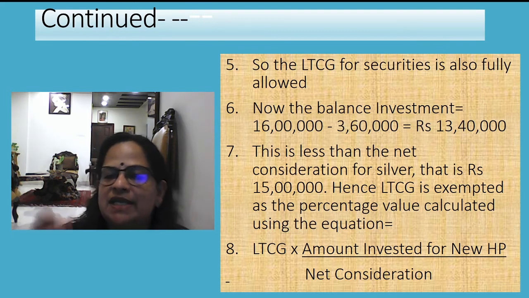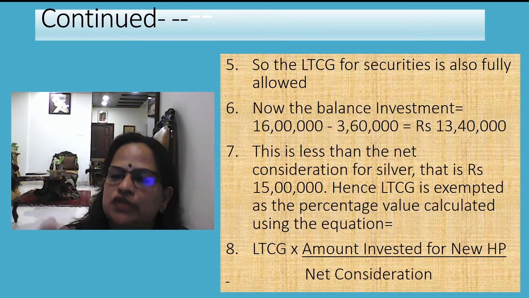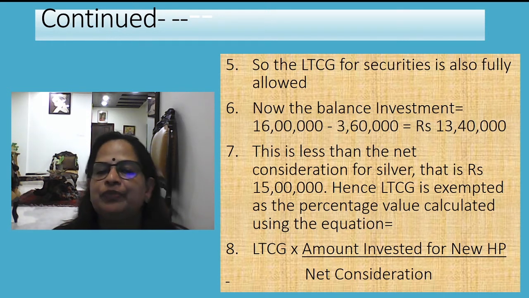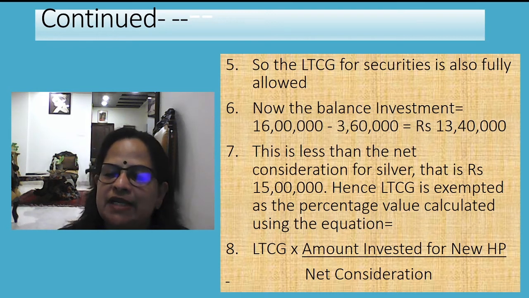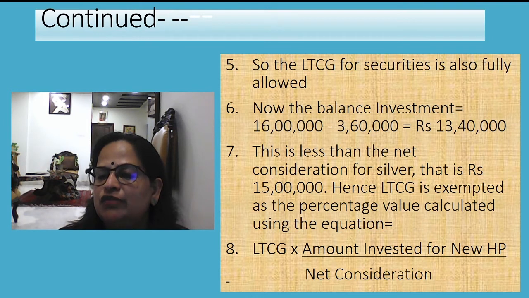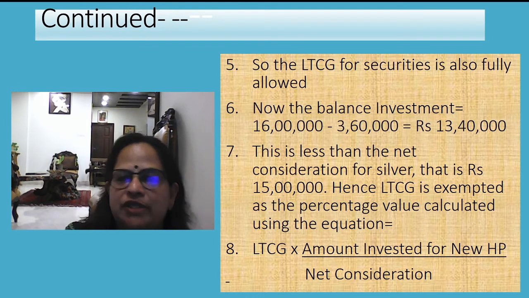So this is less than the net sale consideration for silver, that is 15 lakhs. You can see at what price silver is sold. Then LTCG is exempted as the percentage value calculated using the equation. Remember the equation I told you? LTCG into amount invested for new house property divided by net consideration. LTCG value and net sale consideration you will get from the question solution. Amount invested for the new house property will be there in the question.